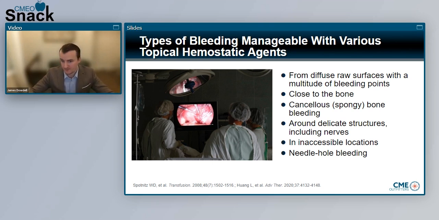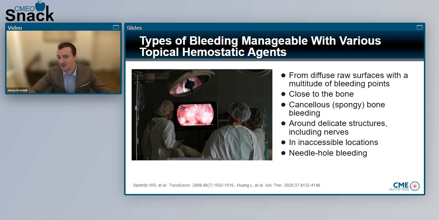Bleeding close to bone. Okay, it depends on if we're talking about cancellous bone or cortical bone. Cortical bone, where you have the feeding vessels into the muscle. Typically, I use electrocautery. I'll use a flowable and Surgicel sitting over that. Cancellous bone, I typically use a Gelfoam with thrombin and a flowable, and I rub the flowable into the cancellous bleeding. Around delicate structures, I don't typically like to go to electrocautery there. I typically use my flowable and my Gelfoam with thrombin.